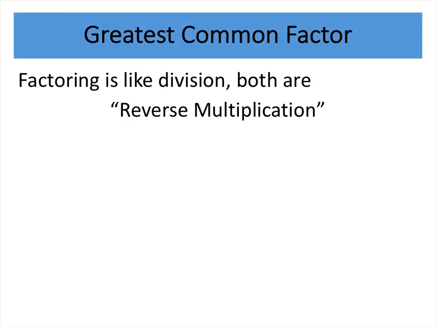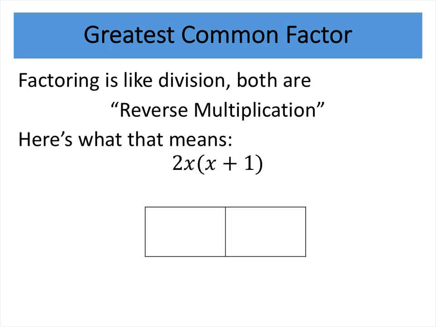Factoring is like division. Both are really just reverse multiplication, and I'll show you a little bit more about what I mean by that in just a moment. So it's like reverse multiplication because this is called factored form. So we're actually going to go from factored form to the form that you're going to start with. So just a reminder of what multiplication looks like.